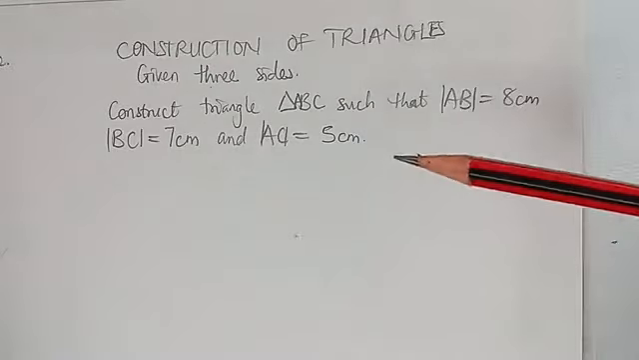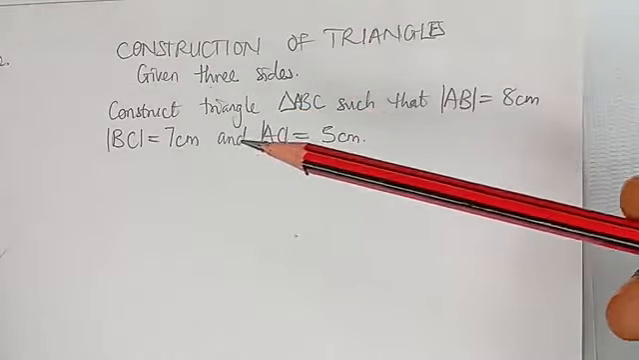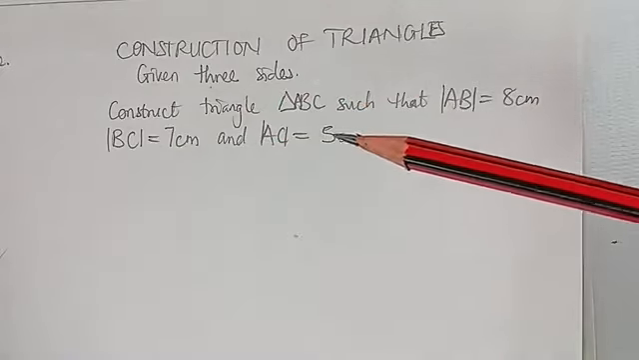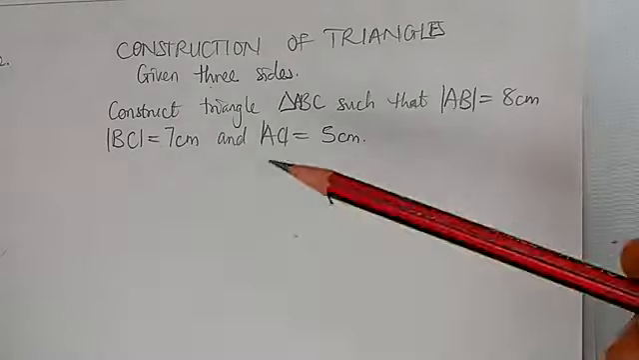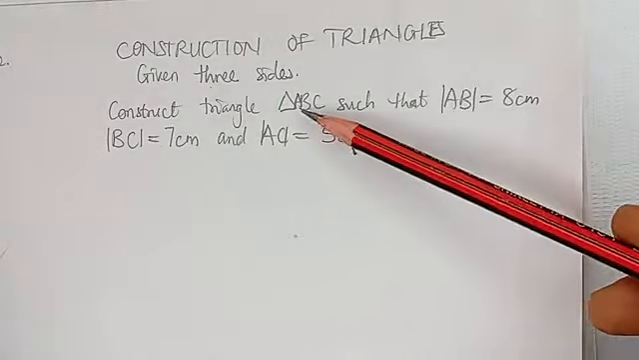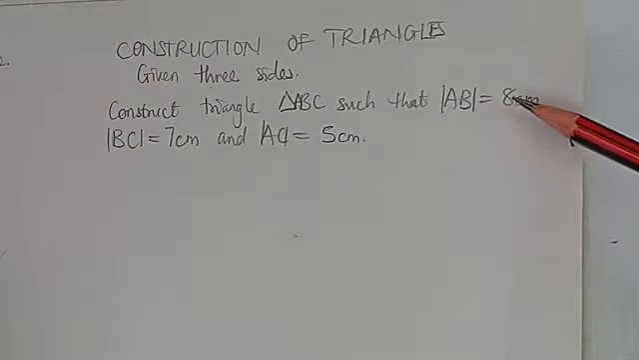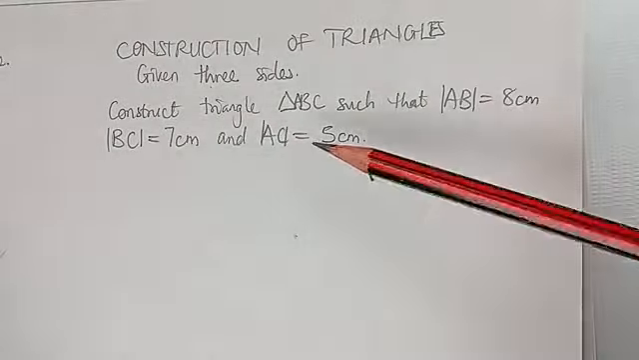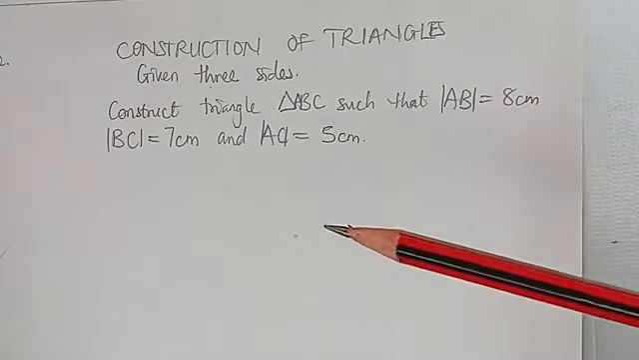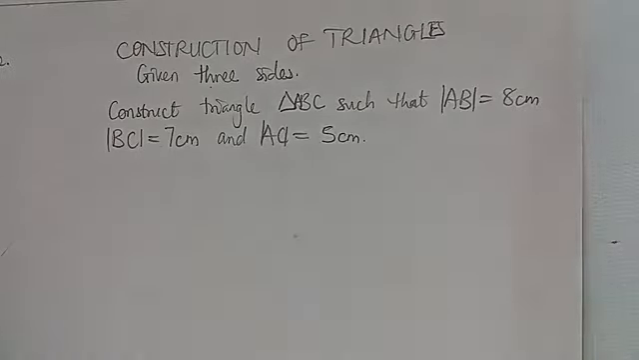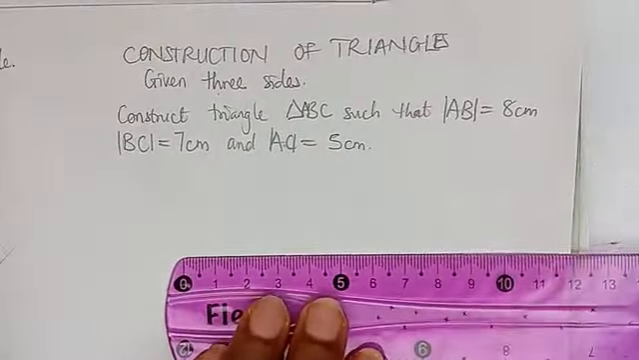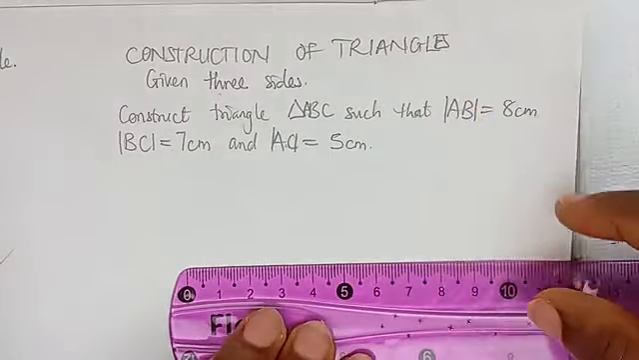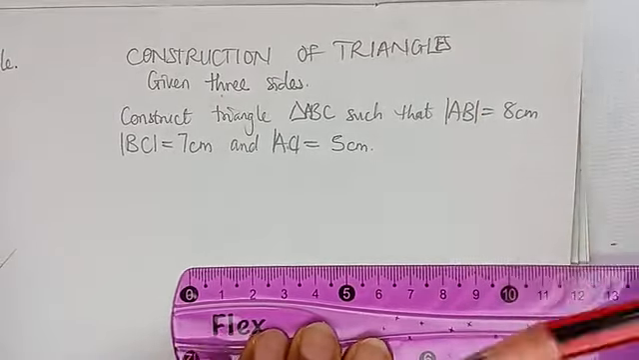In this video, we are going to be learning how to construct triangles when given three sides. I think this is the easiest one to do. Once you're given the three sides of a triangle, we have to construct triangle ABC such that line AB is 8 cm, BC is 7 cm, and AC is 5 cm. And I prefer to have the longest side as the horizontal, or the base, of the triangle.